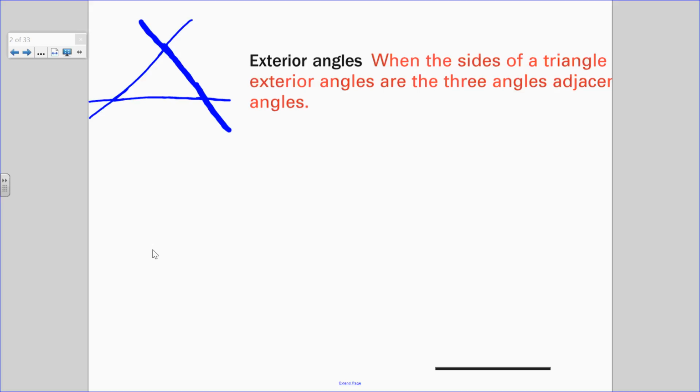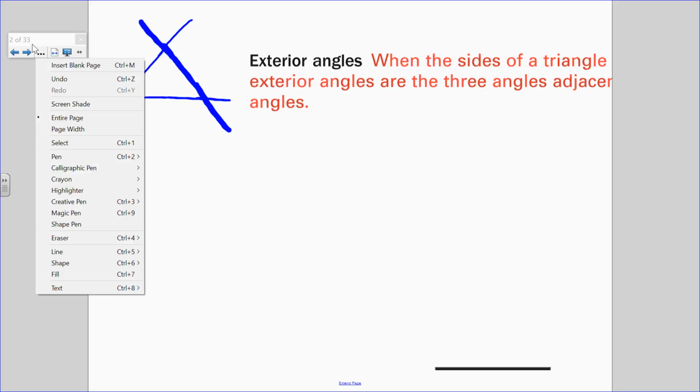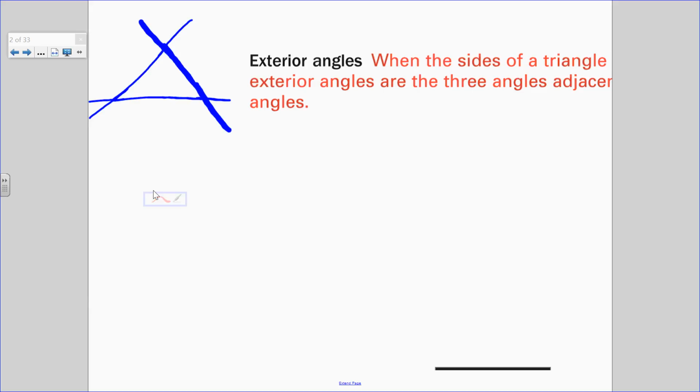So the exterior angles are these. Let me highlight mine in red. So this would be an exterior angle. That would be an exterior angle. This one would be exterior. That would be exterior. This one and this one.